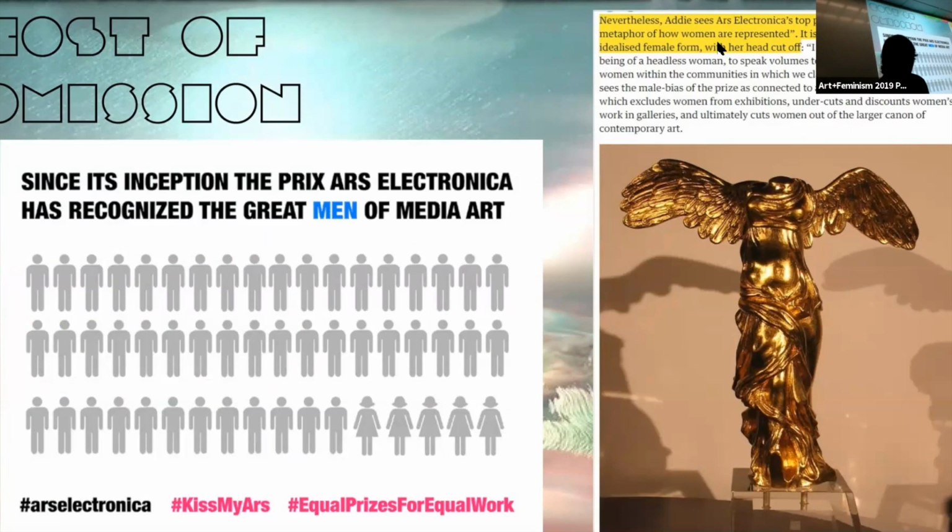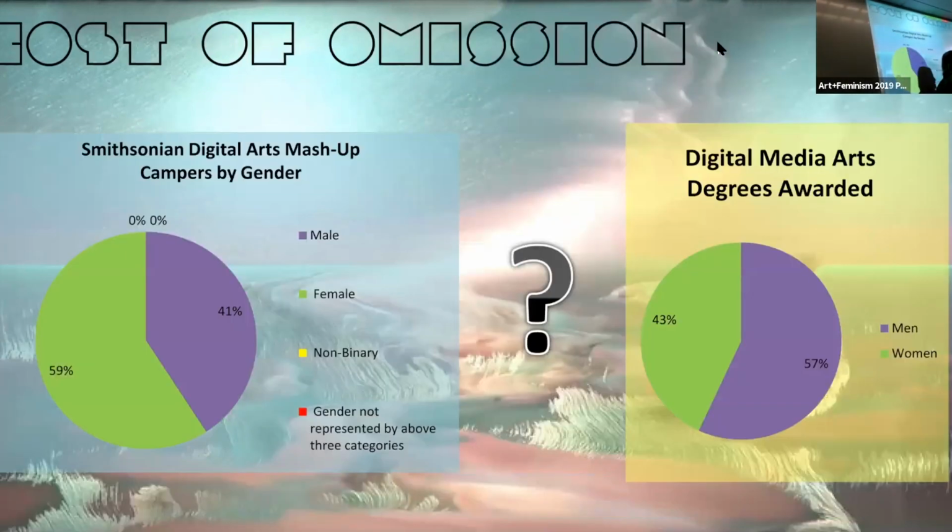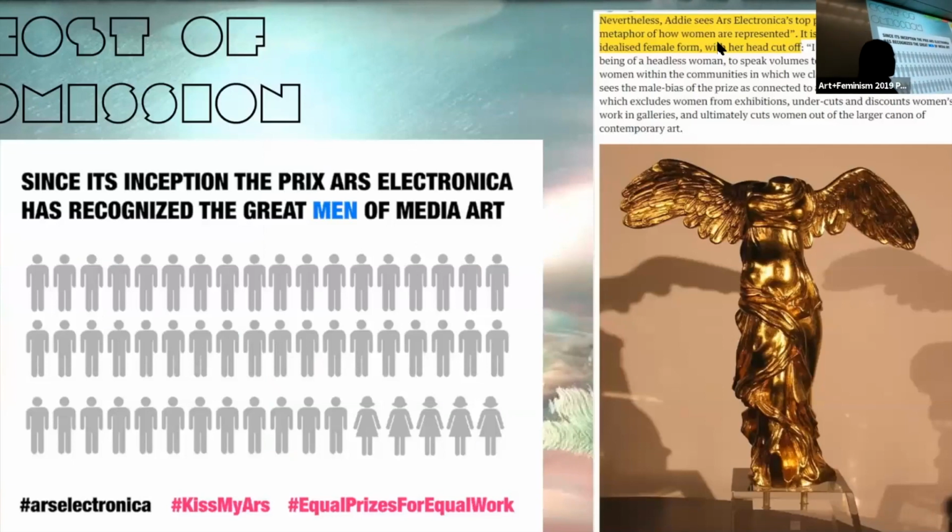This is a hashtag Kiss My R's thing that went around after the Prix Ars Electronica, one of the most celebrated awards of digital media art in the world, was outed as 90% of the awards over the history of the existence of the award having gone to men. And digital artist, programmer and activist Addie Wagenknecht made this droll observation that the award itself is of a woman with her head and limbs severed, and how that is kind of telling of what the awarding bodies' attitudes are towards the people that are participating in this field, right? Because even if the field is majority men, it is not 90% men. And so this is not an appropriate ratio by any measure, right?